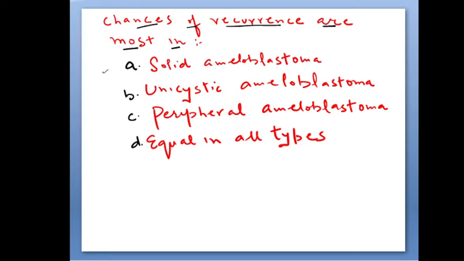Chances of recurrence are the correct option is solid ameloblastoma. Unicystic ameloblastomas have a very good prognosis compared to solid ameloblastoma. Again, peripheral ameloblastoma after enucleation mostly doesn't recur. So option number A is correct, that chances of recurrence are most in solid ameloblastoma.